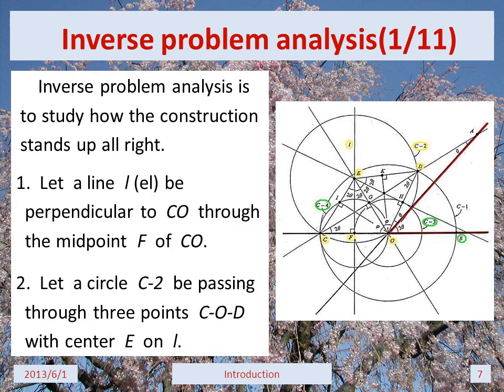This is the inverse problem analysis part 1. Inverse problem analysis is to study how the construction stands up alright. The construction must satisfy the fundamental condition. This figure shows using auxiliary line L and circles from C1 to C4.